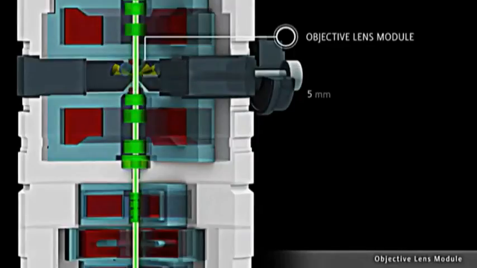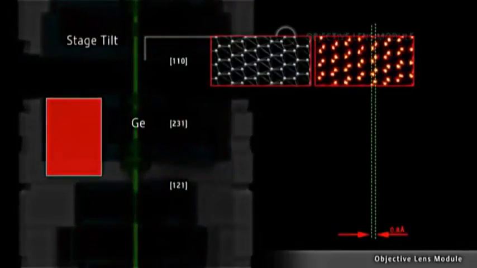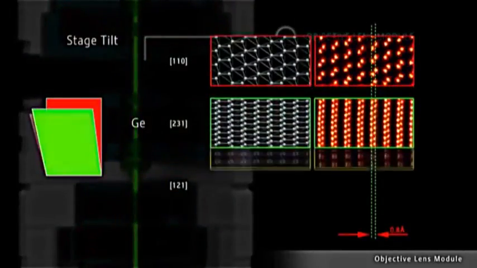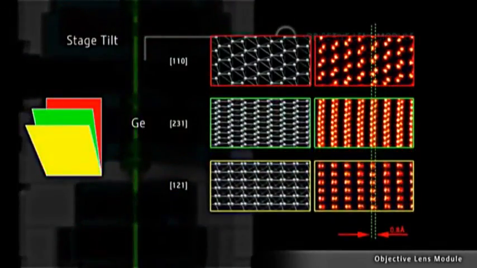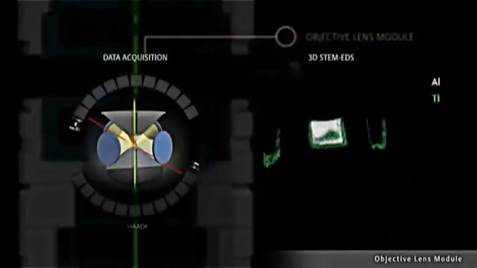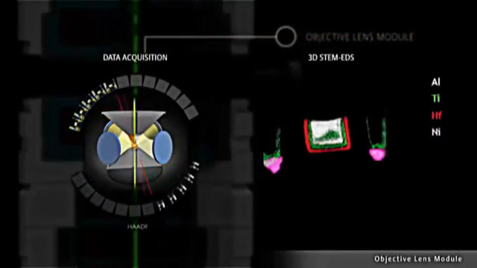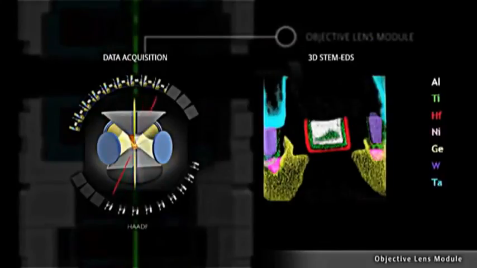The Super Twin lens has a large pole piece gap of 5 millimeters. This allows for a large tilt range of the specimen. This range is important to orient polycrystalline specimens in the desired projection, so that the structure can be determined in 3 dimensions, as illustrated in the atomic resolution images of germanium in different projections. In complex multi-composite materials, the high tilt range of up to 70 degrees enables 3D imaging with tomography techniques.